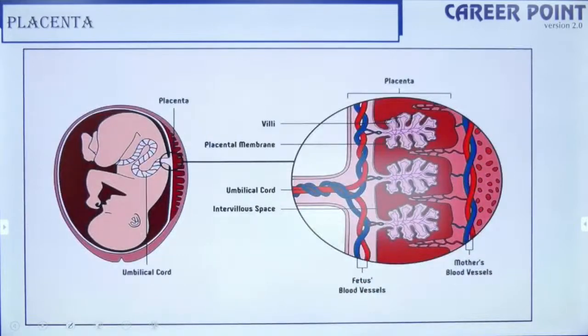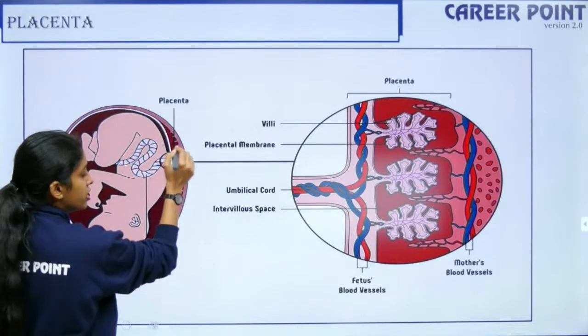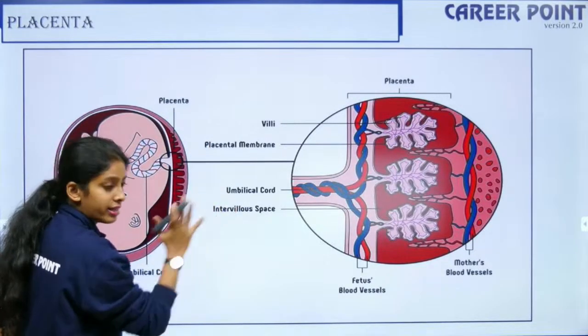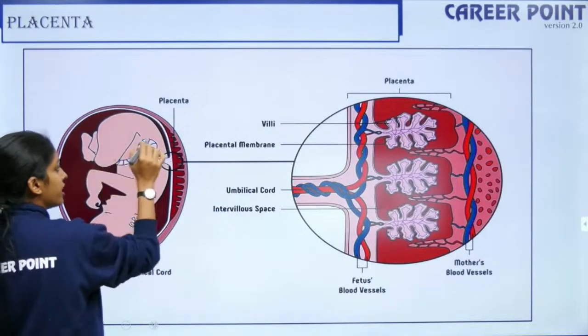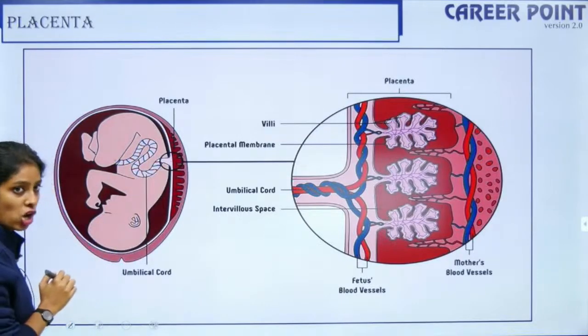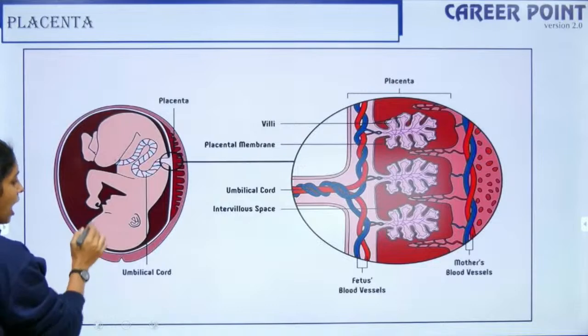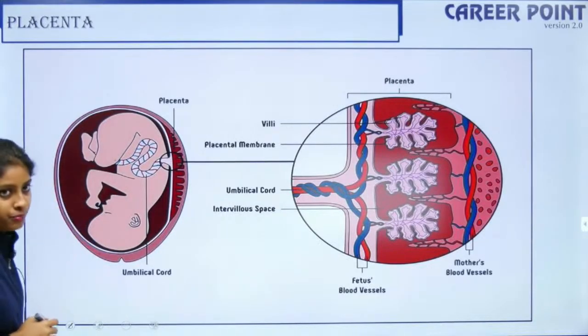So this is your placenta, if you can see. This is your chorionic villi. This is where it has got implanted. This connection from the placenta to the fetus is through your umbilical cord, right? The space between your trophoblast and the innermost layer, the endoderm, is your amniotic layer, right?